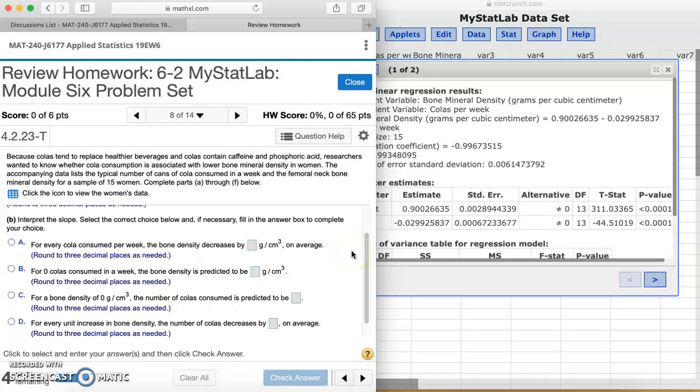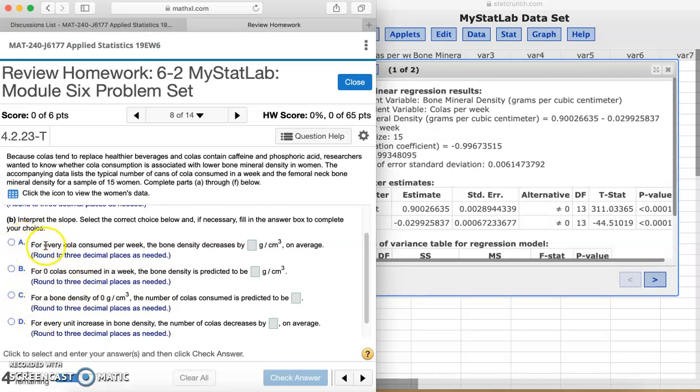All right, interpret the slope and select the correct choice below, and if necessary, fill the answer box to complete your choice. Remember, the slope tells us for every unit increase in X, that's also the unit increase or decrease in Y. That's what our slope is telling us. So this one right here for 0 colas, that's looking at the intercept interpretation for both B and C. So we know our answer is going to be A or D.